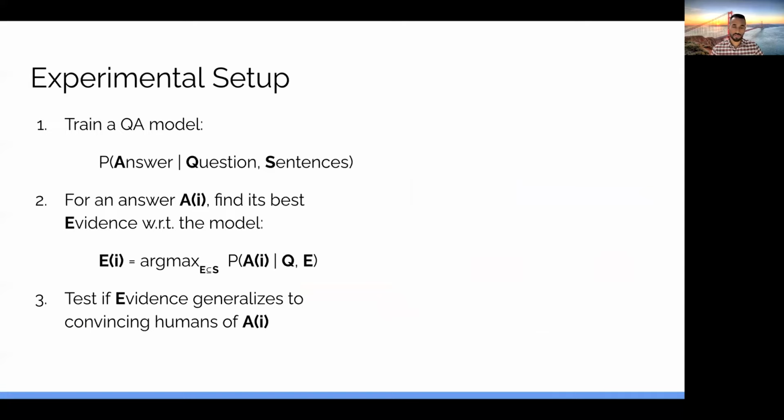To go into a bit more detail, we first train a question answering model by maximizing the probability of the correct answer to a question, given a question and some sentences, for example, from a passage. Then in the next stage, for a given answer option A_i, we find the best evidence E with respect to the model. We do this in different ways, but basically we find a subset of the sentences in the original passage, give that to the question answering system, and find which subset elicits the highest probability of the particular answer option. Then once we have that evidence, we test if it generalizes to also convincing people of that same answer option A_i.